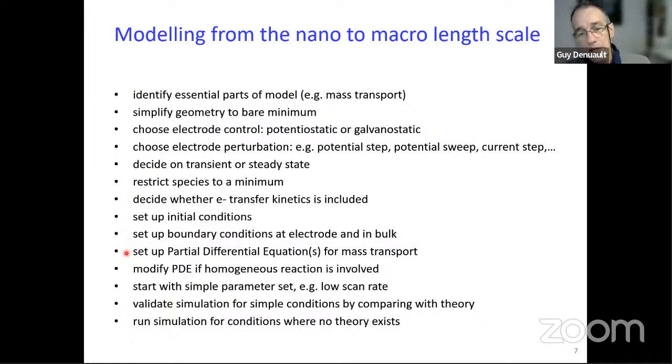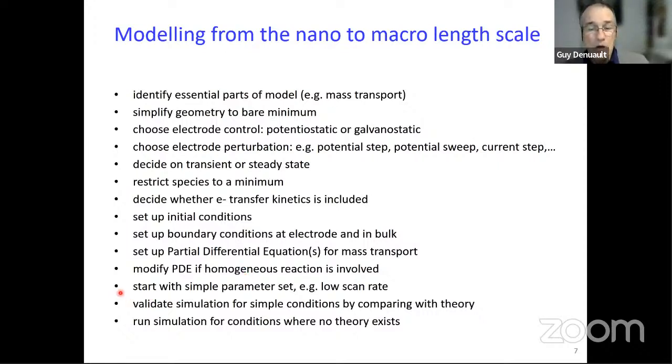You then set up the partial differential equations, PDEs, which essentially will describe the forms of mass transport and reactions involved in the electrolyte. And then, if required, you may modify these partial differential equations to account for any coupled chemical reaction. So I'll show you an example of how we can do that.